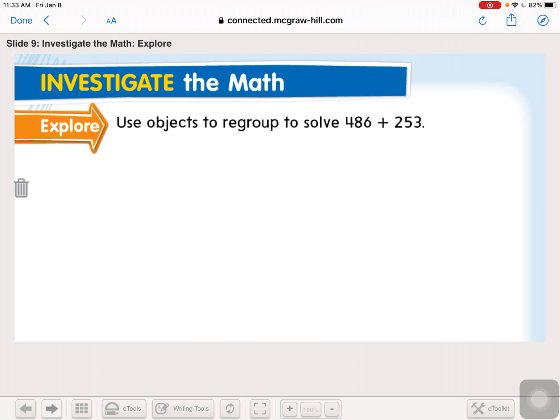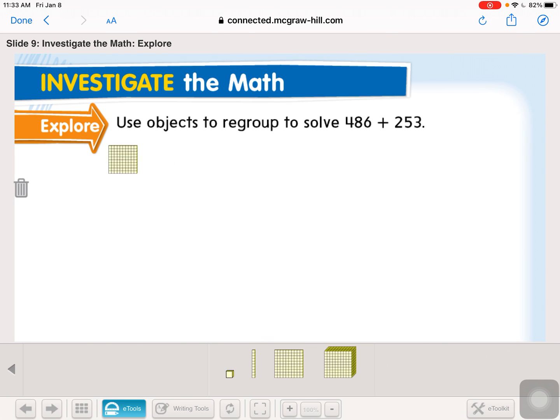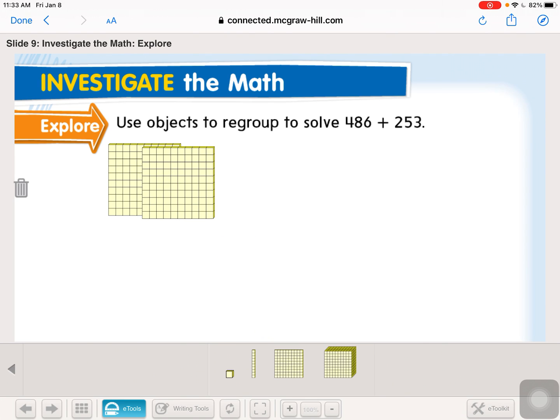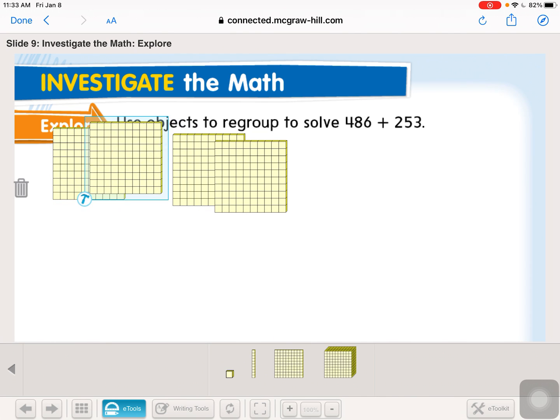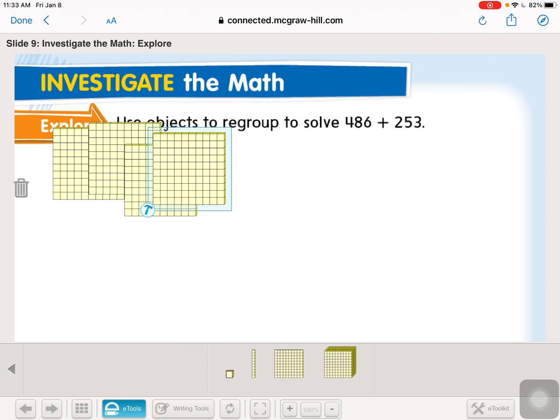All right, use objects to regroup to solve 486 plus 253. Whew. All right, so let's see, 400. Probably going to need more space. Let's scoot these over. 80.